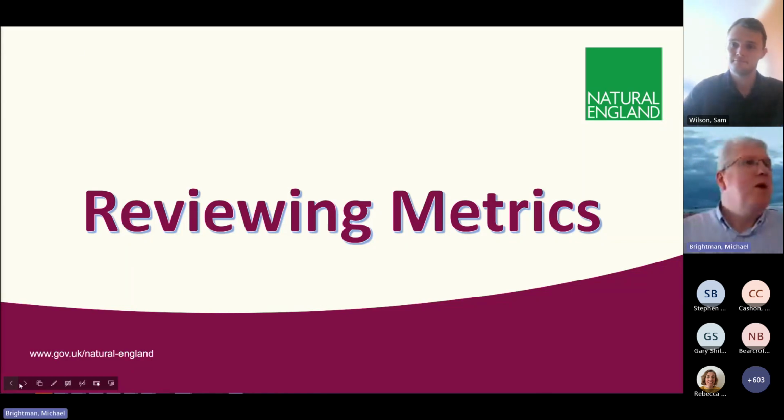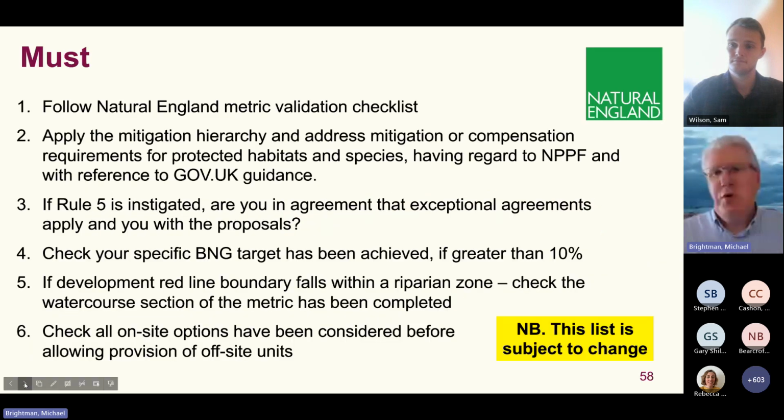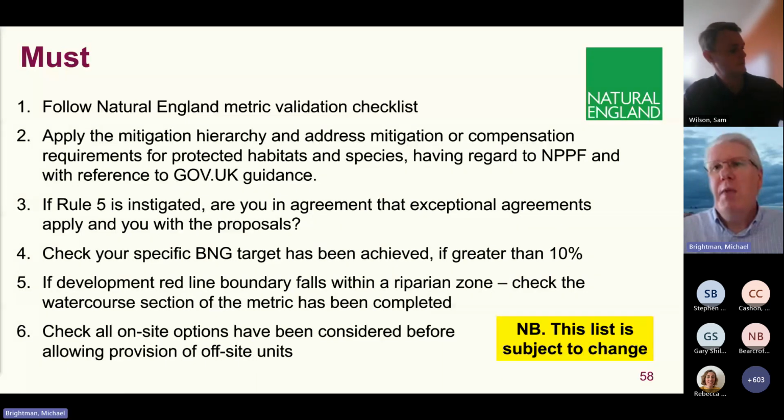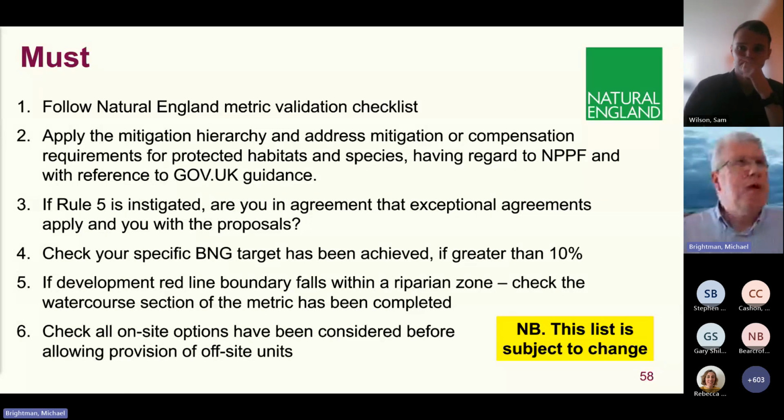Excellent. So what we've created is a must, should, and could list for LPAs to consider when reviewing a metric. This is a draft version and will be updated as we move towards day one of mandatory biodiversity net gain. So first of all, you must follow Natural England's metric validation checklist.